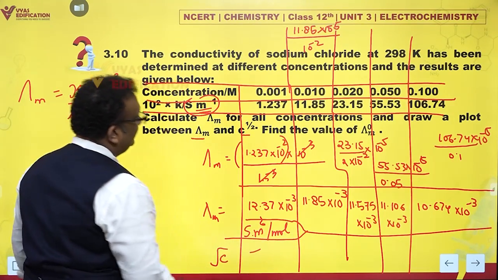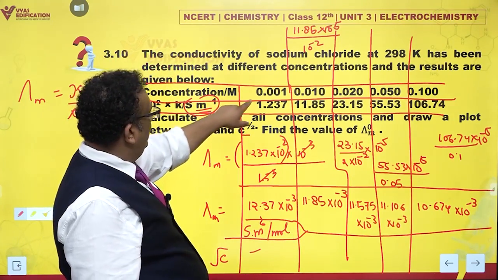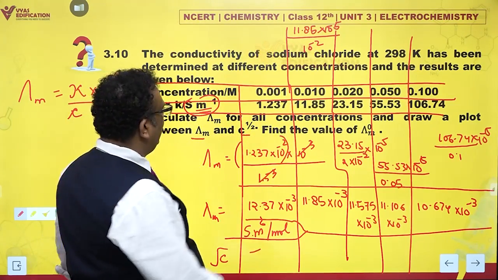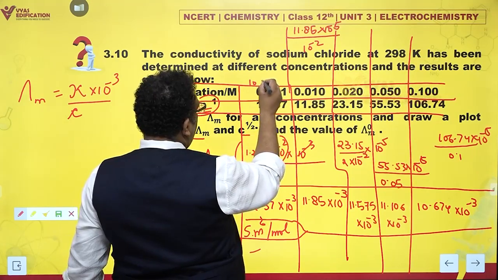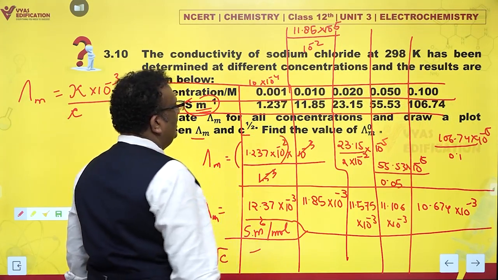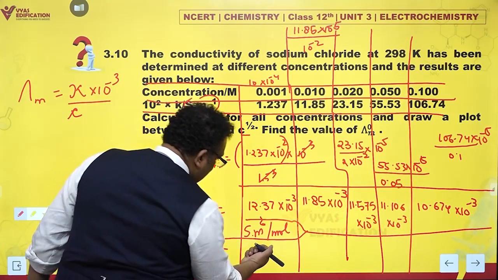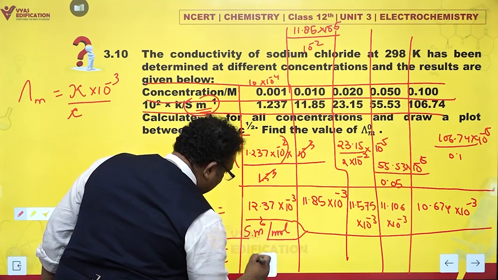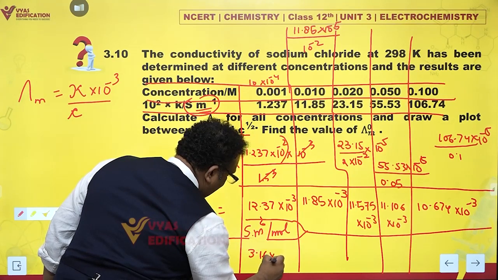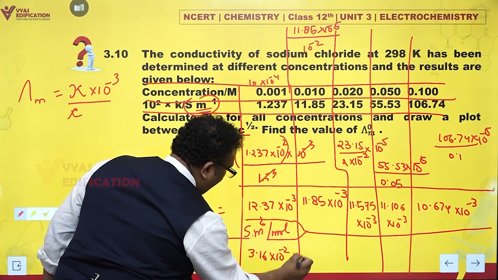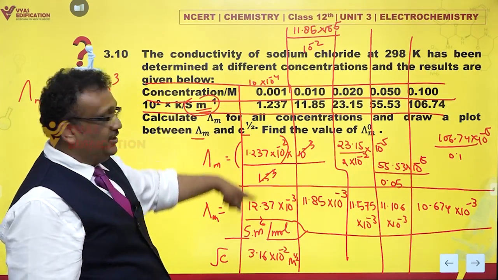Let's see. Root C would be, if I take a square root of this, for convenience, let me take this as 10 into 10 raised to minus 4. So what I get is root 10 into 10 raised to minus 4. Root 10 is 3.16. So I have 3.16 into 10 raised to minus 2 molar to the power half. This is root C here.